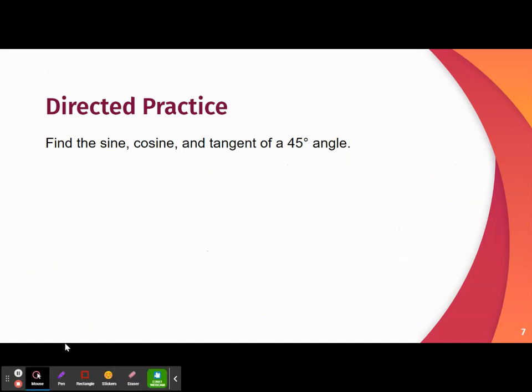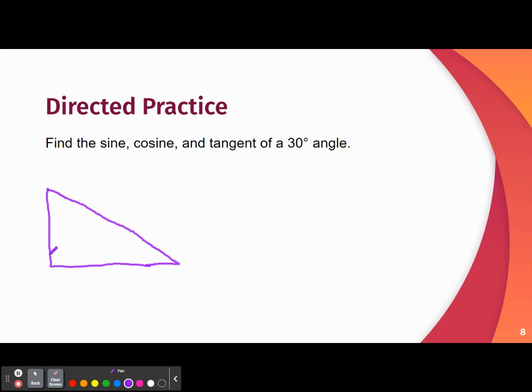All right, let's do another one together. Find the sine, cosine, and tangent of a 30-degree angle. All right, so we have to draw a right triangle. Here's my right angle. This smaller angle's 30 degrees. What's this bigger angle going to be? 60 degrees.